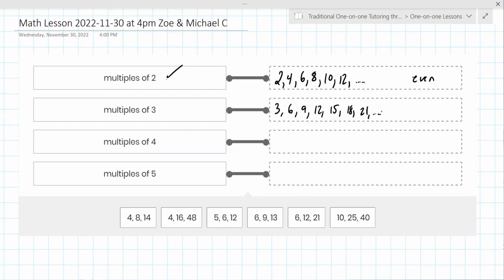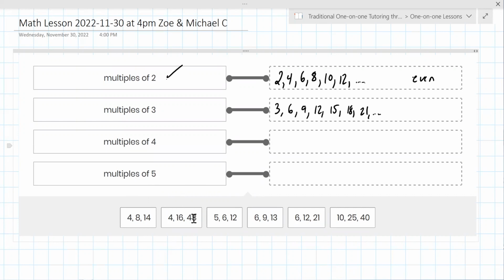All right. So for example, this first grouping here, 4, 8, and 14, the 4 is not a multiple of 3. It doesn't appear in the list, does it? No. Same with the 8 and same with the 14. They just don't appear in the list.